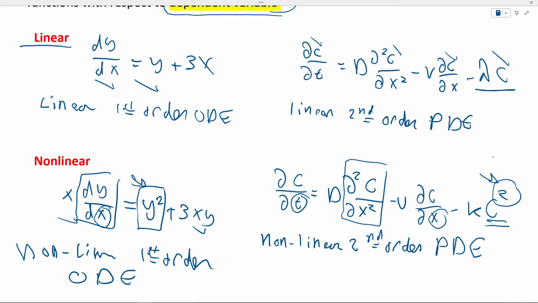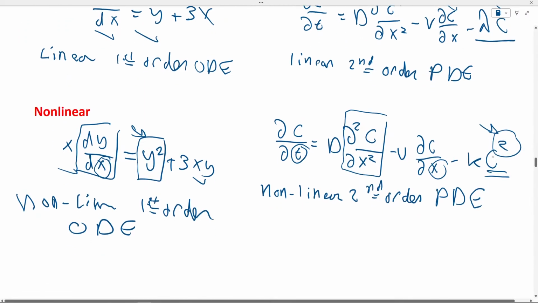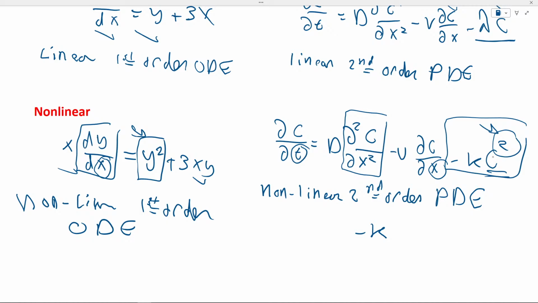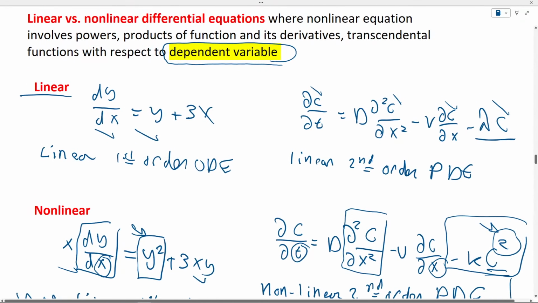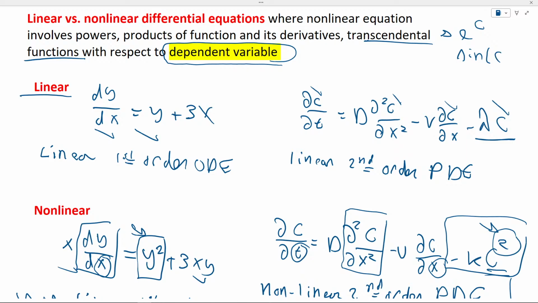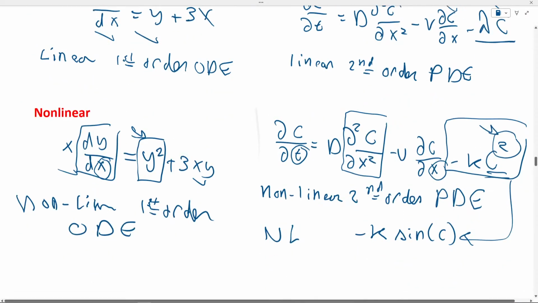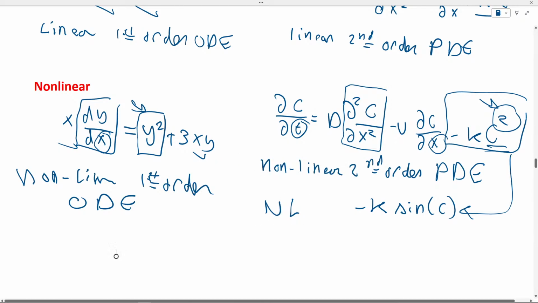Another way to make this nonlinear is to change this term, another source of nonlinearity. I can say negative k sine c. If I change this term to negative k sine c, that will also make it nonlinear. Why? Because it's a transcendental function. Transcendental functions are, for example, the exponential function e to the power c, sine c, log c. All these are called transcendental functions.